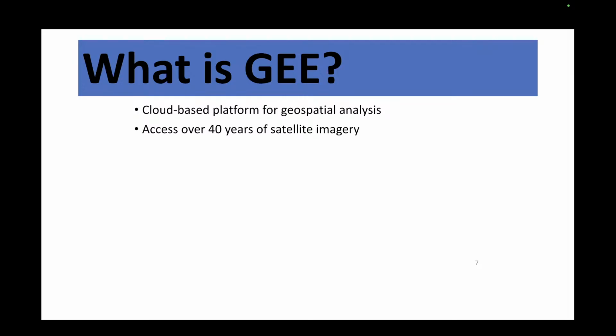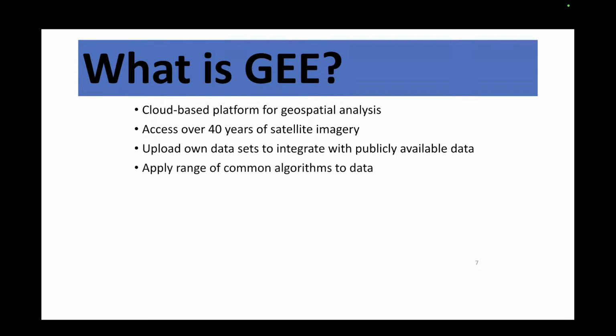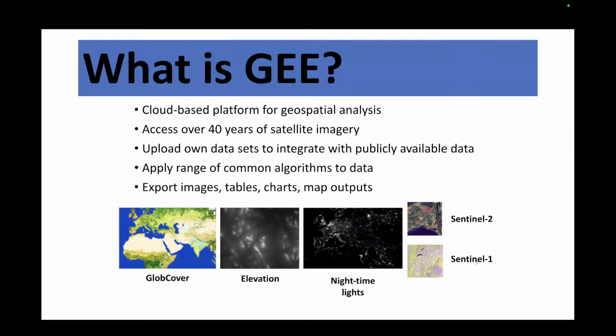As well as you can upload your own data. Suppose you have some high resolution imagery. It can be SPOT satellite imagery, or it can be Maxar satellite imagery. This type of satellite imagery you can easily upload on Google Earth Engine and also make the analysis. We can also apply different types of algorithms to our data, and finally we can easily export the image, table, chart or map output, okay. So this is the overall summary of Google Earth Engine.